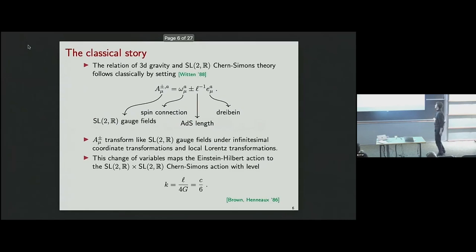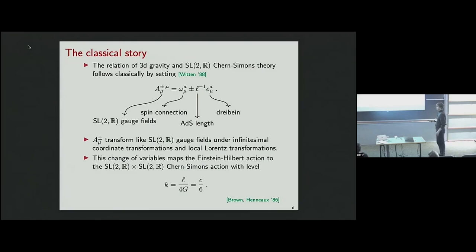Okay, so let's start. The classical story is that we can describe 3D gravity in the first order formalism. In the first order formalism, we have the dreibein here that describes the metric degrees of freedom, and then we have the spin connection. We can build linear combinations and build two SL(2,R) gauge fields out of them. You can check that A_mu plus and minus transform indeed like gauge fields under infinitesimal coordinate transformations and local Lorentz transformations.